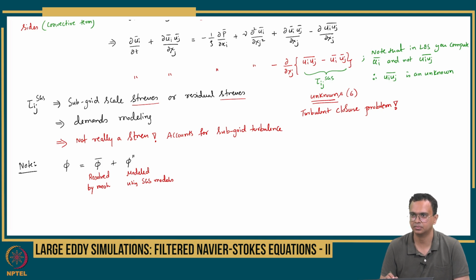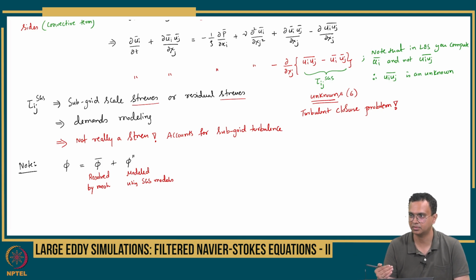Let's say you take a mesh which is 100 cube, N cube is 100 cube in all three directions, and then you refine it to 200 cube. So your resolution is better now, right? You have added more mesh points, so phi bar improves. But what happens to phi double prime, the model contribution? The model contribution is now a function of mesh, correct?